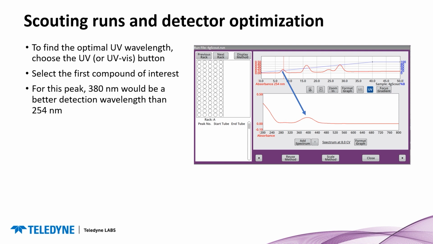In this example, although it was detected at 254 nanometers on the scouting run, it showed a stronger absorbance at 380 nanometers. This is information that you usually don't get from running a TLC plate, which only shows whether a compound absorbs at 254 nanometers.